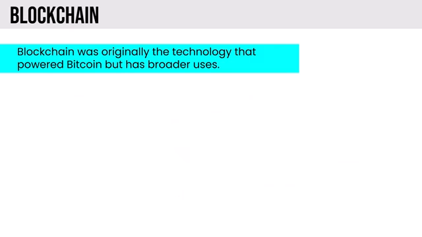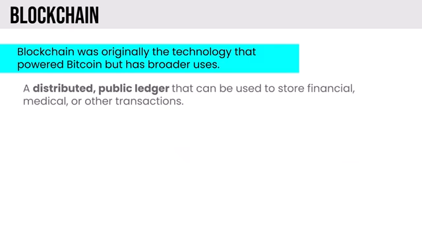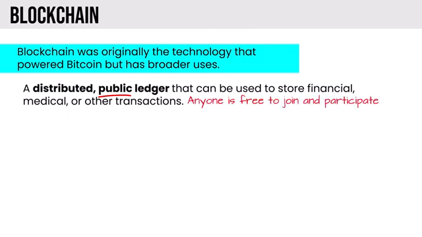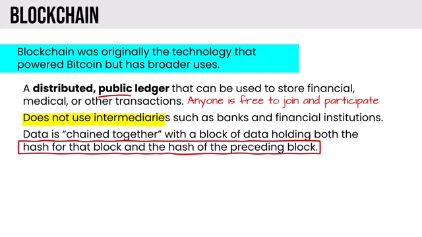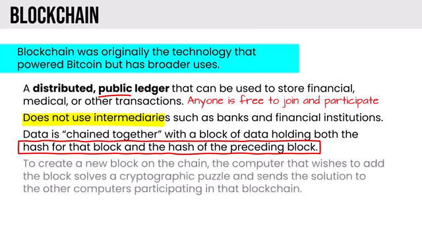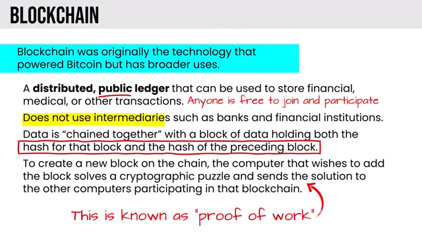Blockchain was originally a technology that powered Bitcoin. It does have broader uses, though. It's a distributed public ledger that can be used to store financial, medical, or other transactional data. Anyone is free to join and participate. It's a public ledger. It does not use intermediaries such as banks and financial institutions. The data is chained together with a block of data holding both the hash for that block and the hash of the preceding block. To create a new block on the chain, the computer that wishes to add the block solves a cryptographic puzzle and sends the solution to other computers participating in that blockchain. This is known as proof of work.